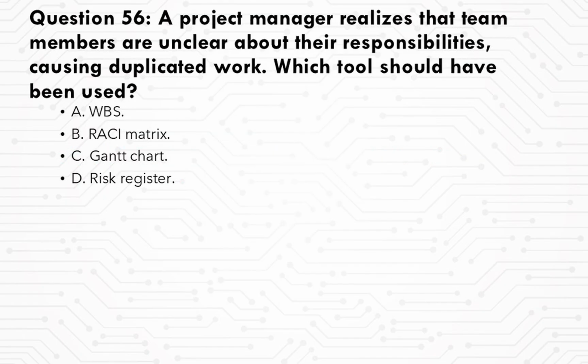Question 56. A project manager realizes that team members are unclear about their responsibilities, causing duplicated work. Which tool should have been used? A. WBS. B. RACI matrix. C. Gantt chart. D. Risk register. Answer: B. RACI clarifies roles and prevents overlap.